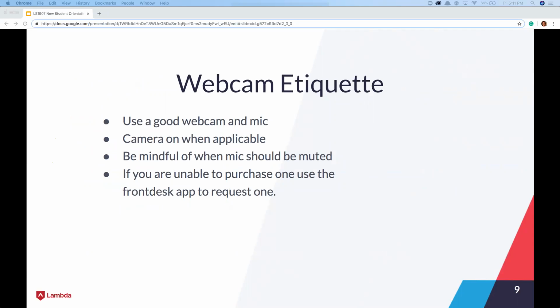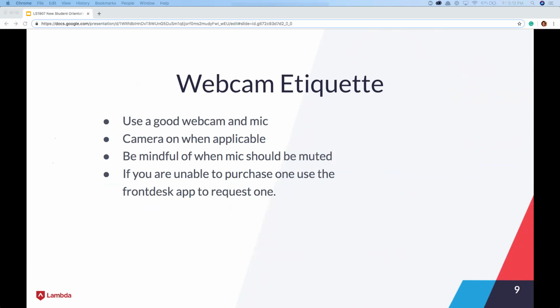Remember to keep your camera on when applicable. Be mindful of when it should be muted. And if you're unable to purchase a webcam or a mic, unable to purchase are keywords, go ahead and go to the front desk app and request one. And I can show you guys how to do that a little bit later as well.